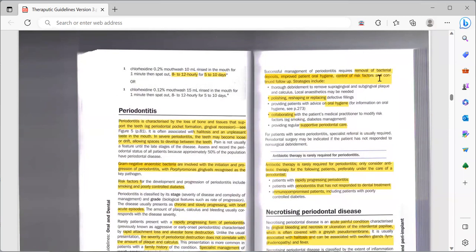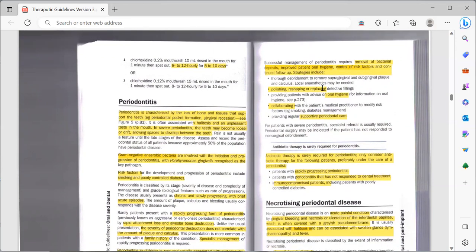And control of risk factors, which are smoking and poorly controlled diabetes, and continued follow up for periodontitis or for any gum issues. It is very, very important, the review. It means if the patient has uncontrolled gum issues, then you need to see the patient every 3 months, and if he has good oral hygiene, or normal oral hygiene, then you can see him every 6 months.